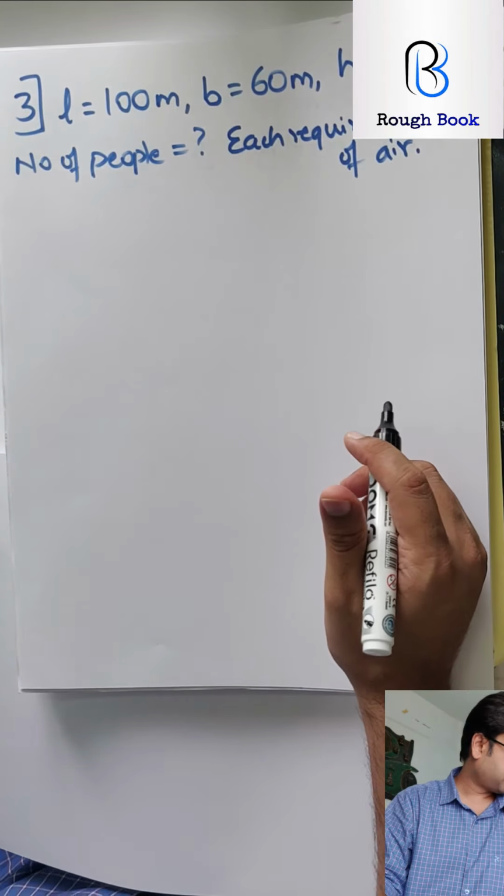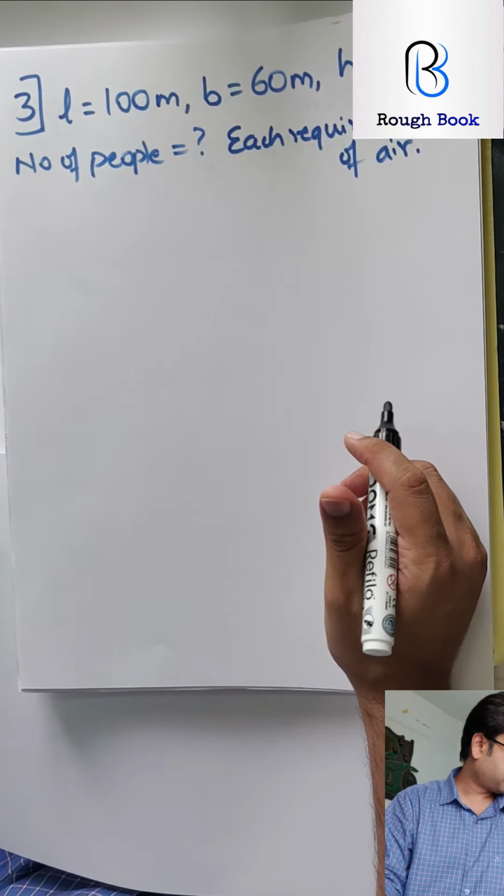No, sorry, the dimensions of the cinema hall. So this is a cinema hall, 100 meter length, 60 meter breadth and height is 15 meters. How many people can fit inside if one person requires 150 meter cube of air? So basically this is volume. So you can say number of people is equal to volume upon each requires.